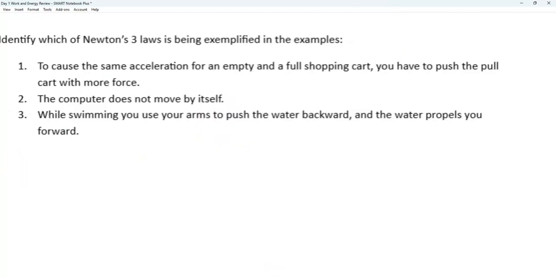For the next part, you're going to identify which of Newton's 3 laws of motion is being exemplified. So again, exemplified as being demonstrated. In actuality, all 3 laws are happening at all times, but these are written in a way supposed to generate one type of law that you want to think of. So again, just revisiting those. So the first law is the law of inertia.